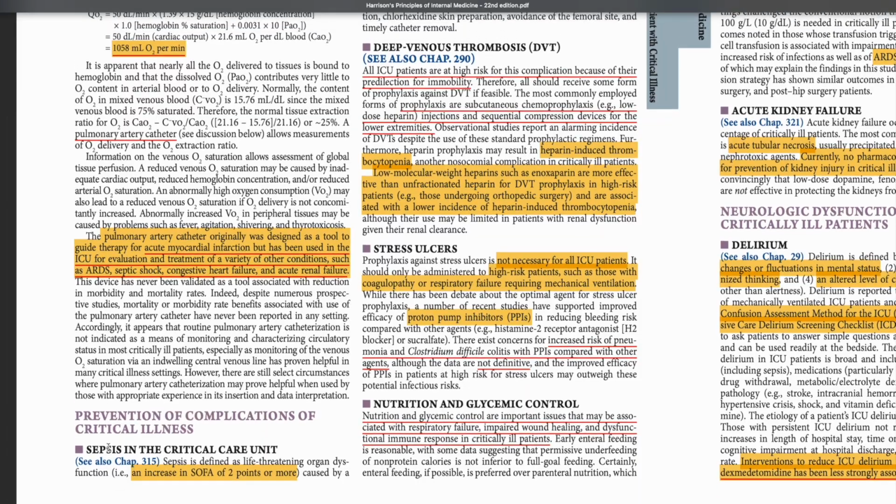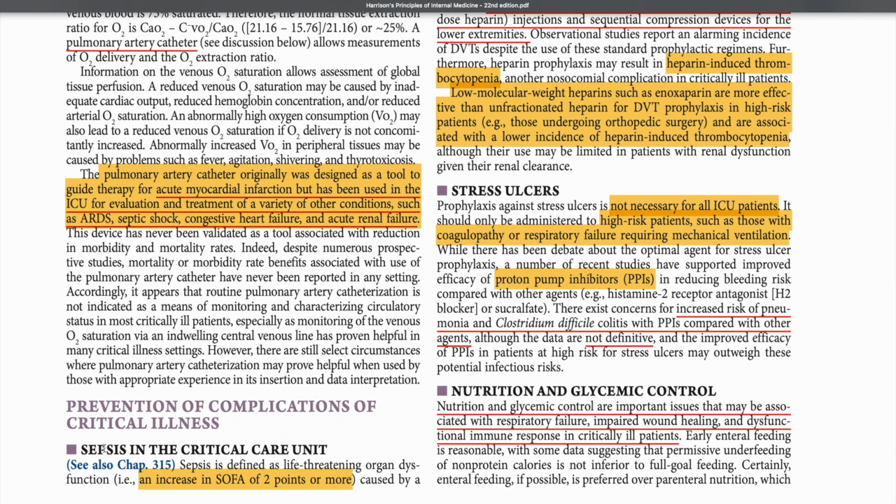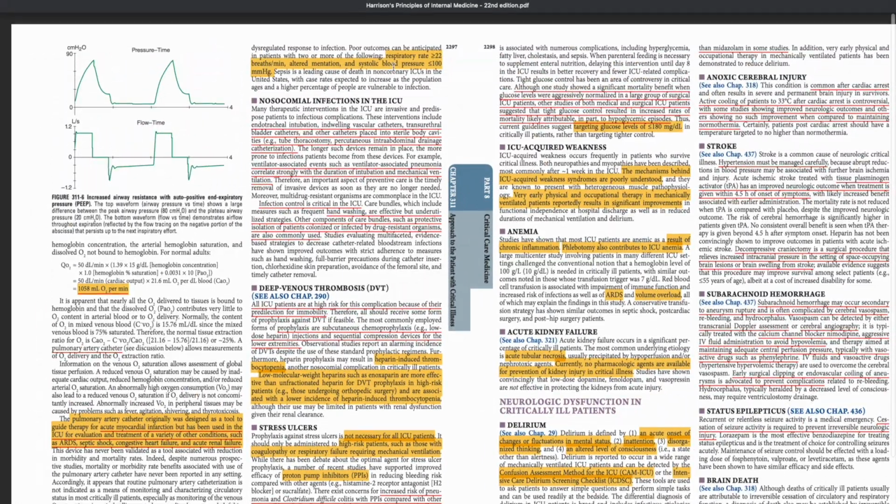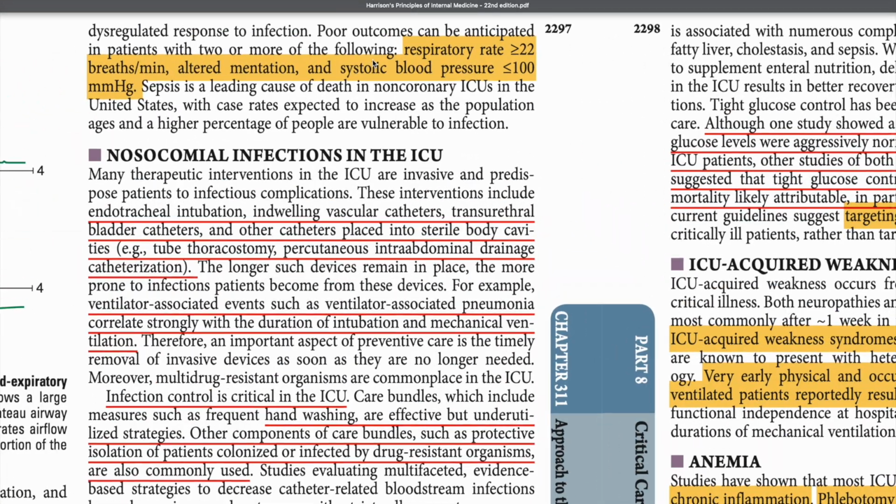Then we see about the prevention of complications of critical illness. We can just see 2-3 points in each. Like sepsis, obviously we see it in ICU, which is the main thing we see in ICU. An increase in SOFA of 2 or more points is a poor outcome in sepsis. This can be prevented by regular measures and antibiotics and so on.